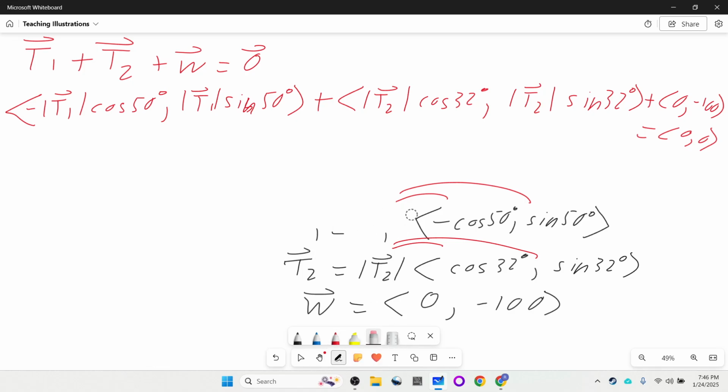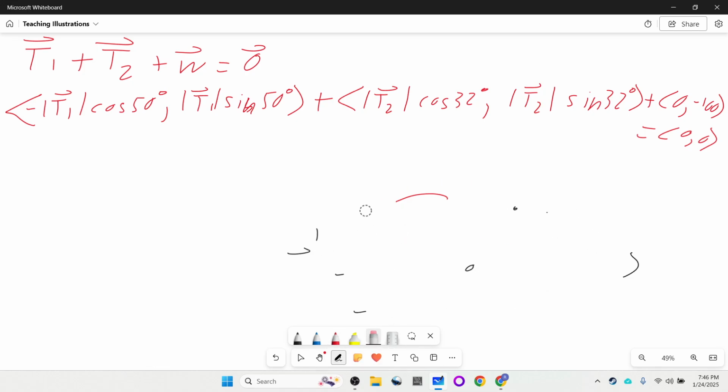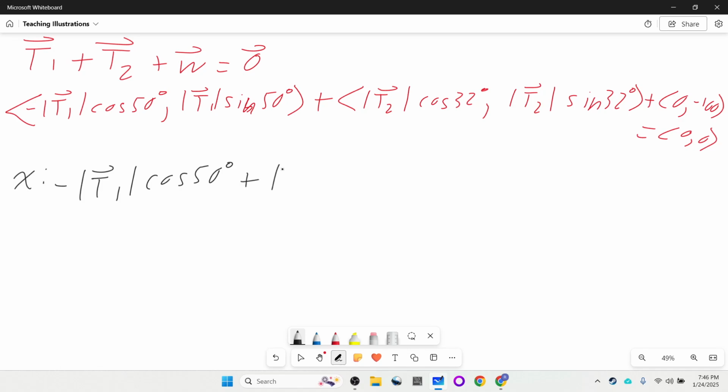So now we've got to do some algebra. We will pick one or the other to do first. I'm going to say x because it only has 2 components. It doesn't have this 100 in it. So the x here would be negative t1 cosine 50 plus t2 cosine 32 is 0.